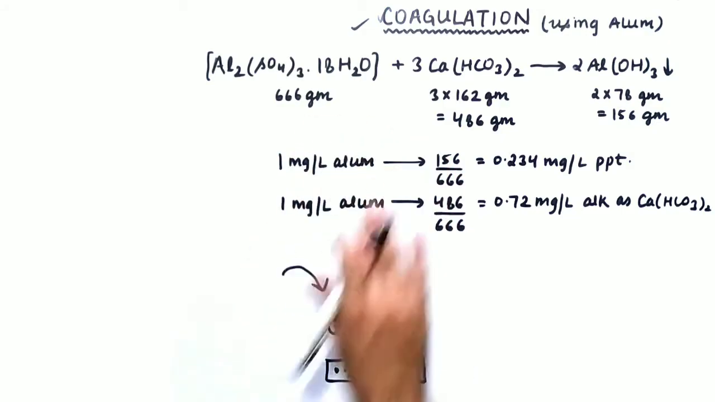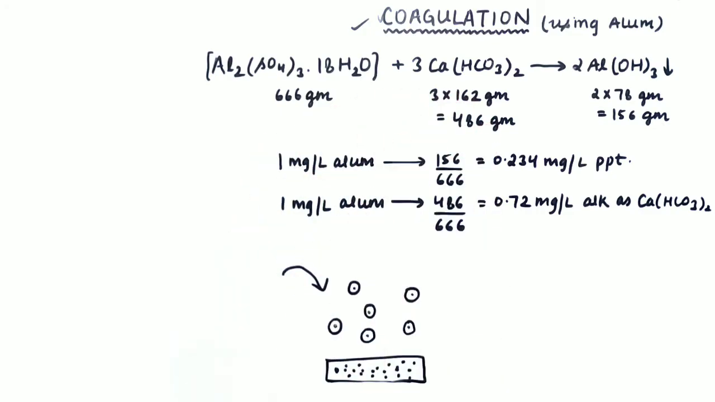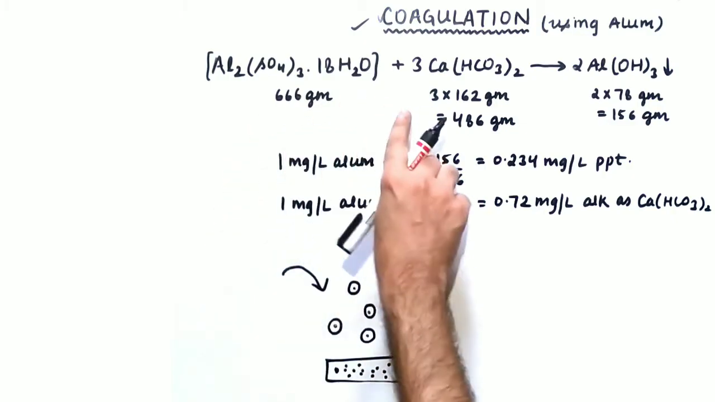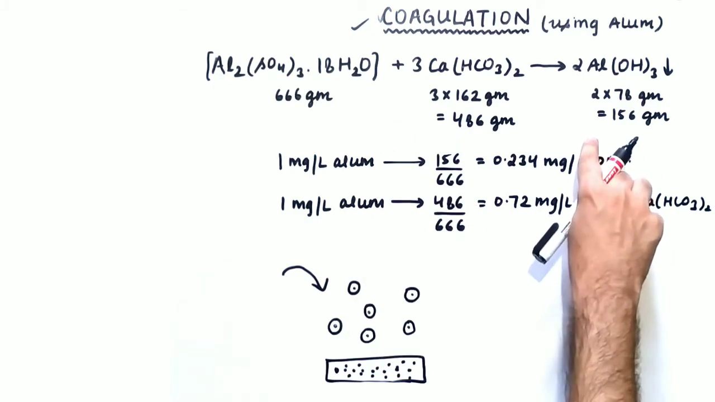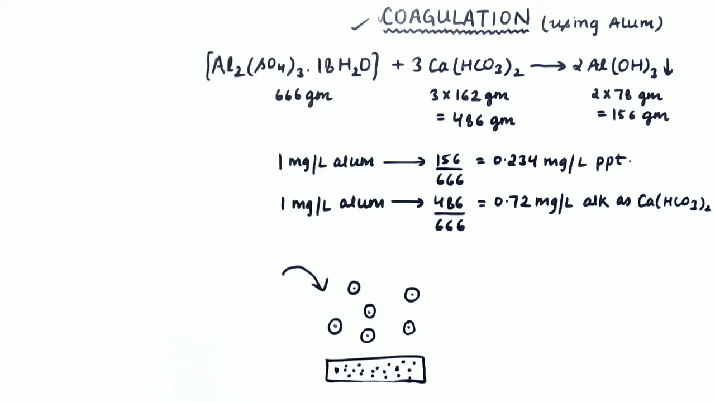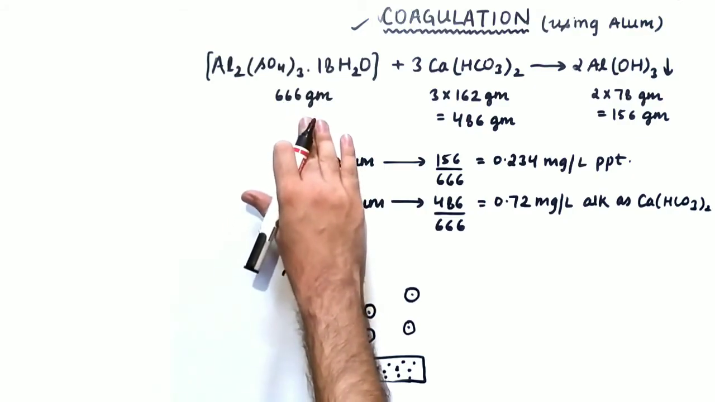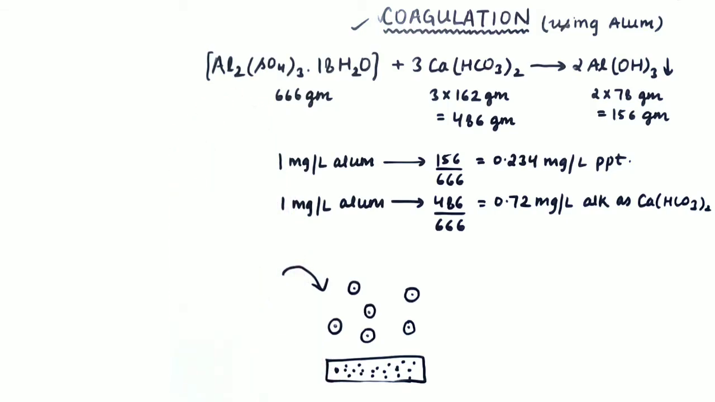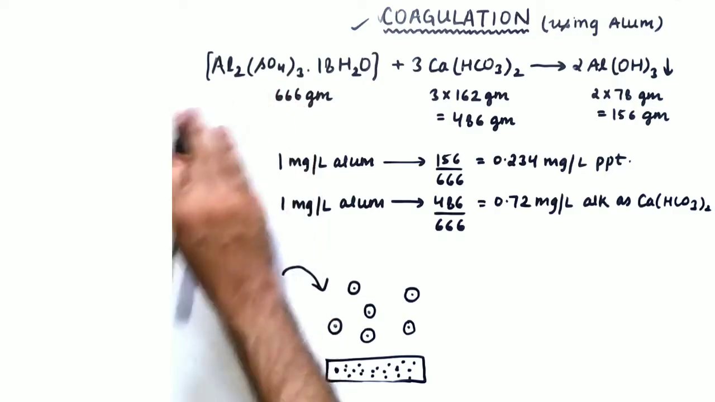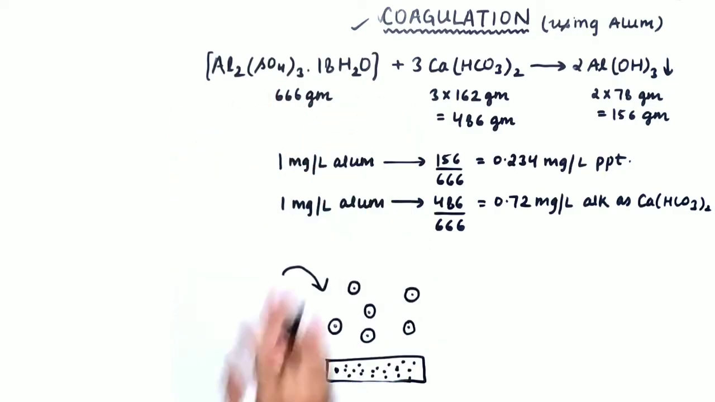So this is the equation basically. When alum reacts with alkalinity, it turns into aluminium hydroxide precipitate. Now see, after we balance the equation, we find that 1 mole of alum requires 3 moles of alkalinity to react, and it results in 2 moles of aluminium hydroxide as a precipitate. Now 666 gram is the molecular weight of the alum. After you put in the individual atomic weights of the elements like aluminium, sulfur, oxygen, hydrogen, and then again oxygen, you will get 666 gram as the molecular weight of alum.